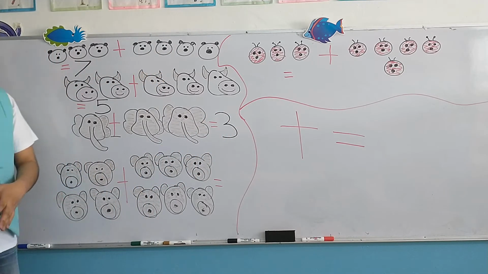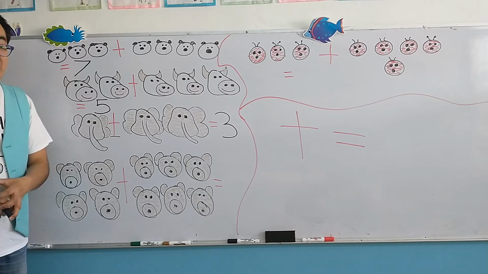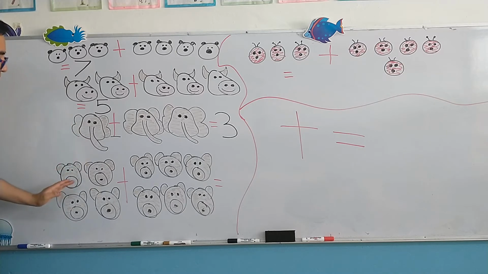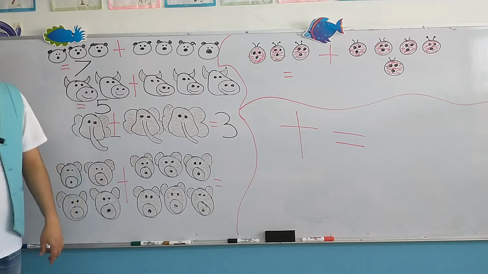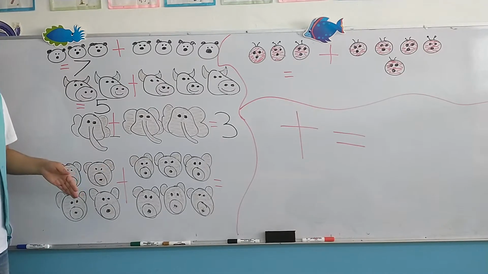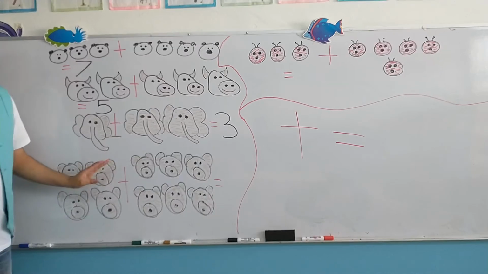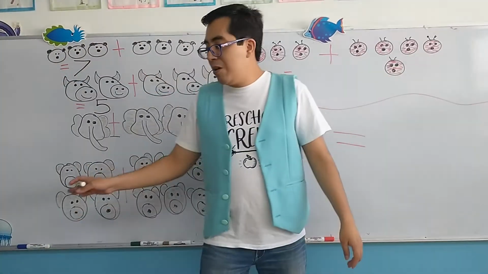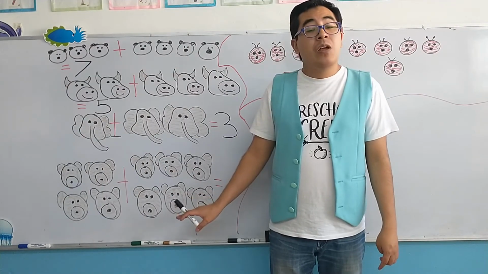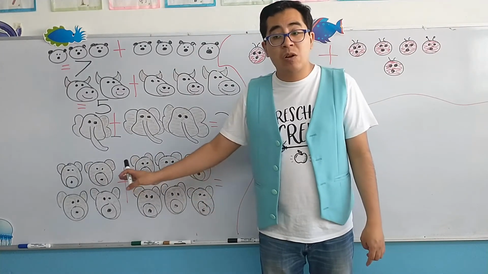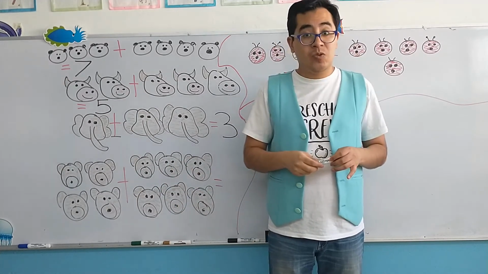Let's continue with the bears, okay? Now remember, once again, on one side we have an amount of bears, and the other side we have a different amount. What we have to do is count all of them. Recuerden, chicos, que de un lado tenemos una cantidad de osos, al igual que del otro lado tenemos otra cantidad totalmente diferente. Lo que tenemos que hacer es contarlos todos para saber cuál es el resultado. De eso se tratan las sumas.